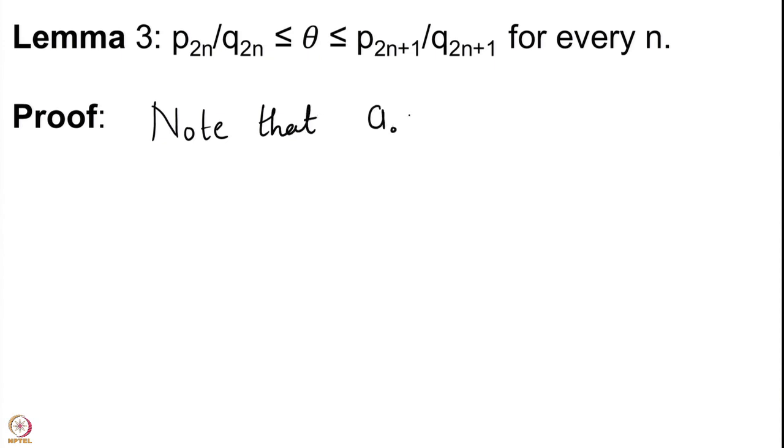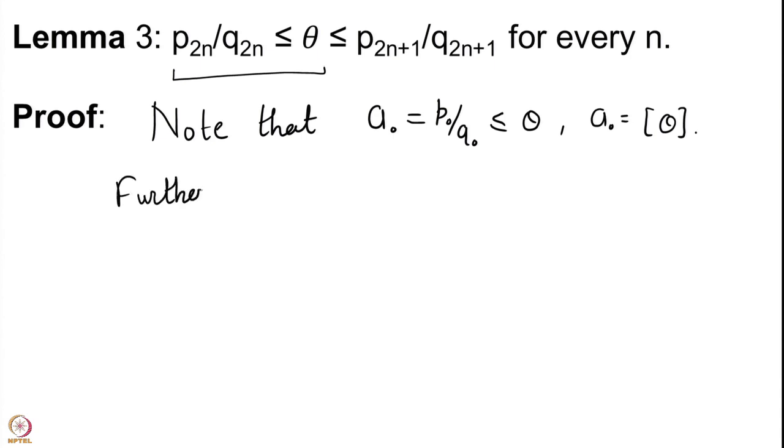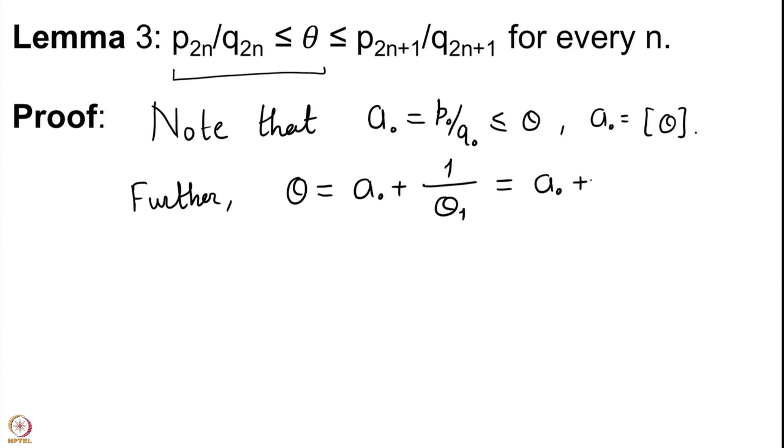So note that A naught, which is our P naught by Q naught, is less than or equal to theta because A naught is nothing but the integral part of theta. So when n is equal to 0, this side of the inequality is proved. Further, theta is written as A0 plus 1 upon theta 1, where we noted that theta 1 was bigger than 1, and we wrote this as A1 plus 1 upon theta 2. Now, this A1 is the integral part of theta 1.